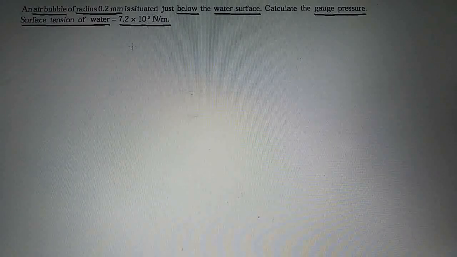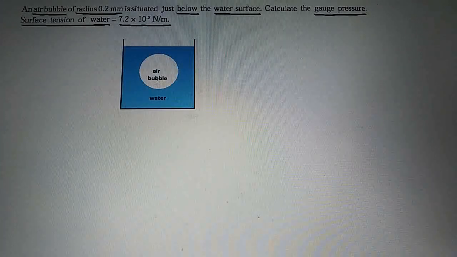So here we have to calculate the gauge pressure. An air bubble of radius 0.2 mm is situated just below the water surface. First of all, we will draw the diagram. In this figure, the water is placed in this container and this is the air bubble just below the water surface. The white portion in the water is the air bubble.